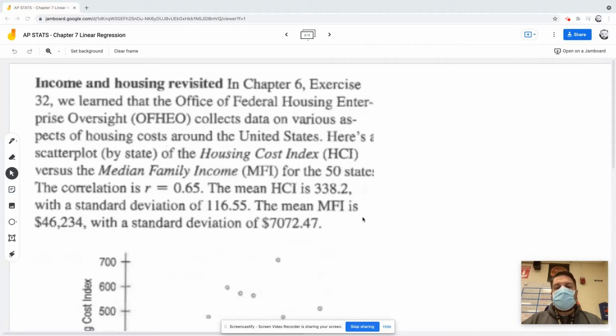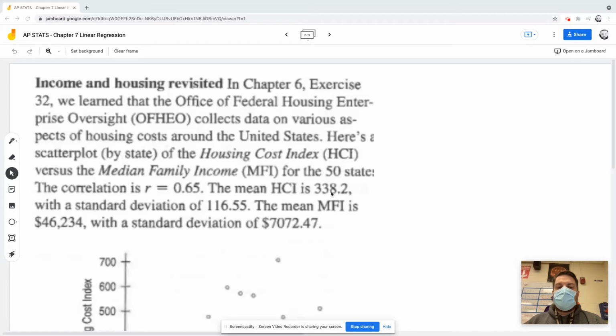The mean housing cost index is 338.2 with a standard deviation of 116.55. That's pretty high. That's a very broad spread. Now, I want to interject here before I'm done reading this.